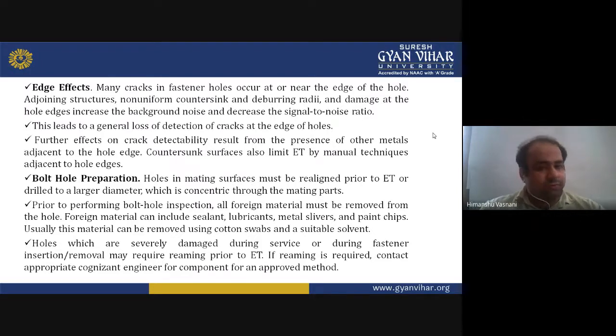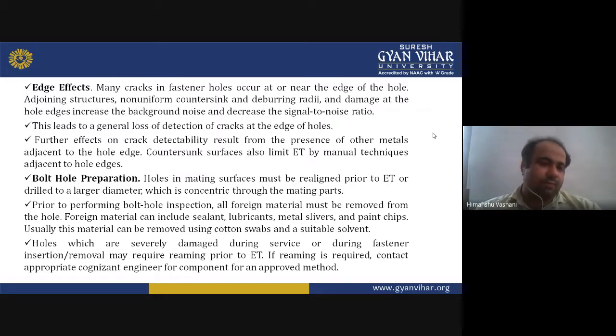Now the bolt hole preparation. Holes in mating surfaces must be separated prior to ET or drilled to a larger diameter which is concentric to the mating parts. Prior to performing bolt hole inspection, all foreign materials must be removed.